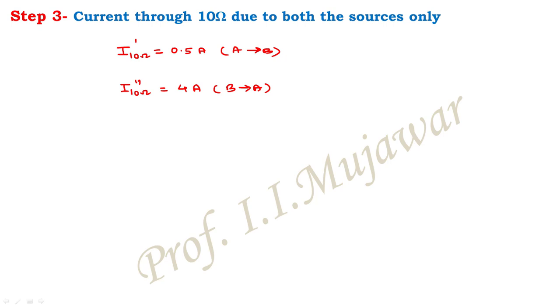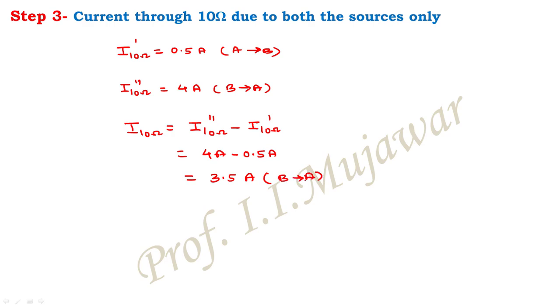So if we use the superposition theorem, then the total current I 10 ohm, because of the two sources 16 volt and 16 ampere acting simultaneously, is nothing but, now since the directions are opposite, I have to take I 10 ohm double dash minus I 10 ohm dash. So it is 4 ampere minus 0.5 ampere. So this comes out to be 3.5 ampere, and its direction is B to A. That means the second source is dominating. That's why the current is flowing in a direction B to A.